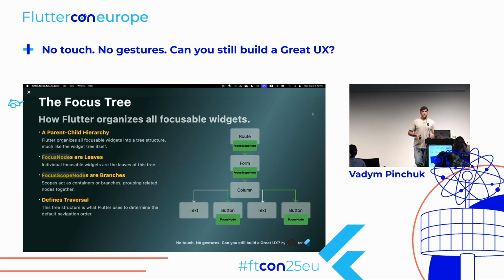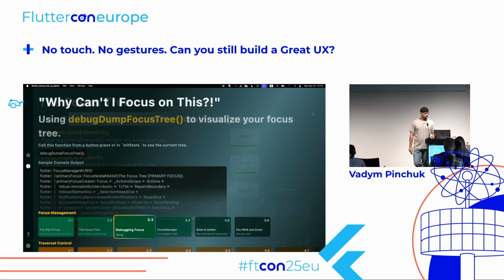It's still the same tree. Traversal is the same. Whenever you want to get focus, for example, on the second button, all the focus scope nodes, like root, form, all of them will be in the focus tree. So they will be highlighted as kind of focused, but they won't hold the primary focus. This tree is simple, but it's really hard to see it.